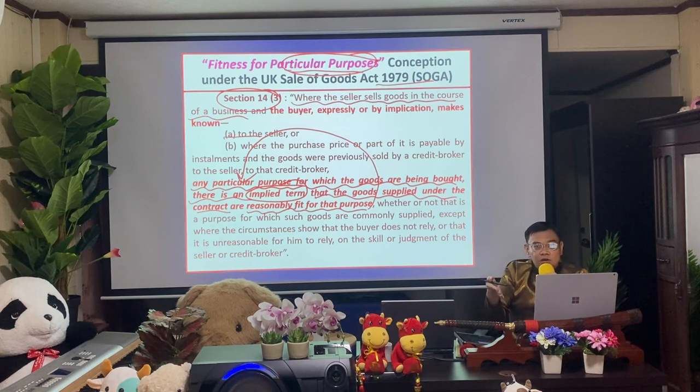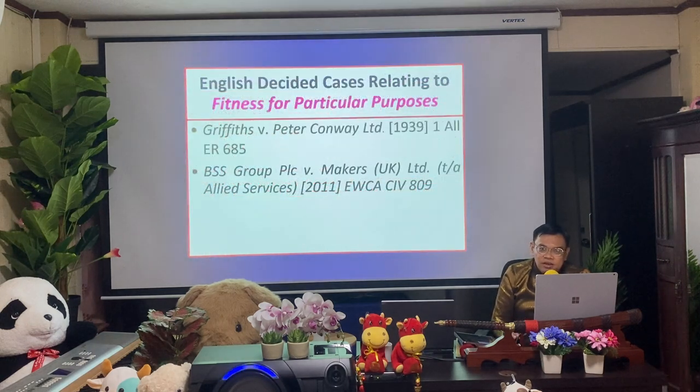If you want to buy this car not only for driving from place to place, but you want to use this car in mountainous or hilly areas, and you just make this known to the seller, then it is the obligation of the seller to deliver the car which is fit for this purpose, i.e. for driving in mountainous or hilly areas as well. Not only the fitness in the sense that it must be fit for driving from place to place, right? So you can see that the ideas of fitness for purposes, be it the fitness for ordinary purpose or fitness for particular purposes, are not anything new.